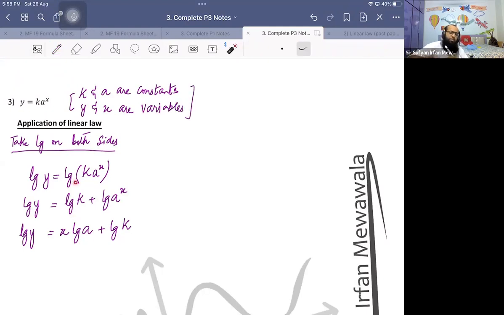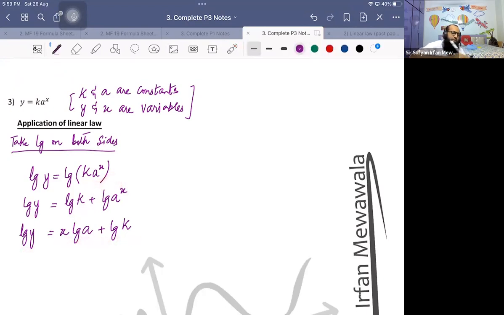Now LGK plus, because product gets converted into addition. So LGK as per the product law of logarithm that we have studied, LGK plus LGA power x. Then as per the power law, x comes at the back. So this is x LGA plus LGK. LGY is equal to x LGA plus LGK.